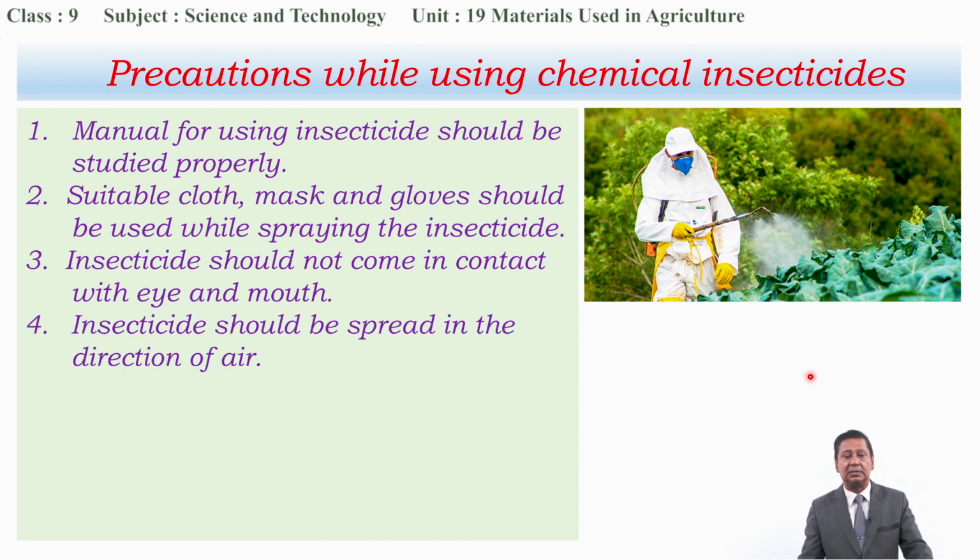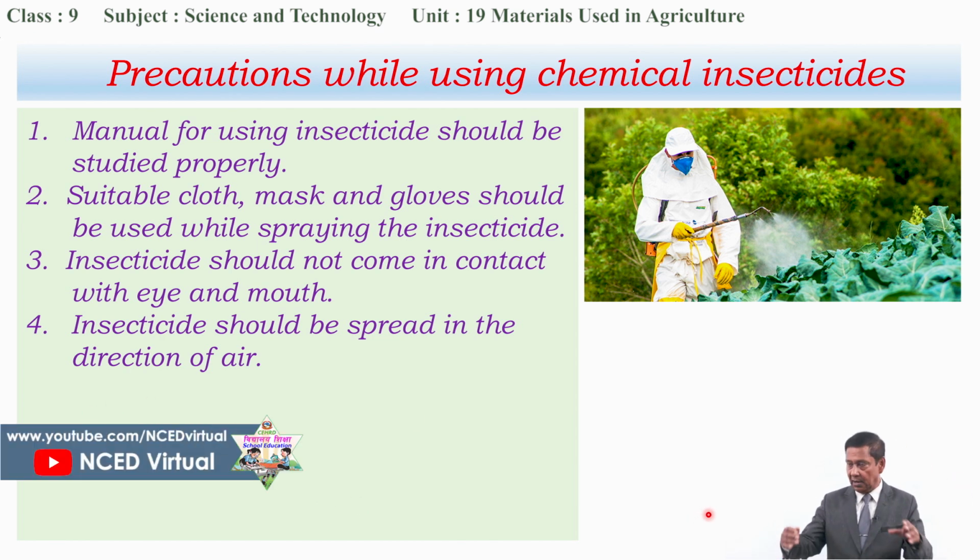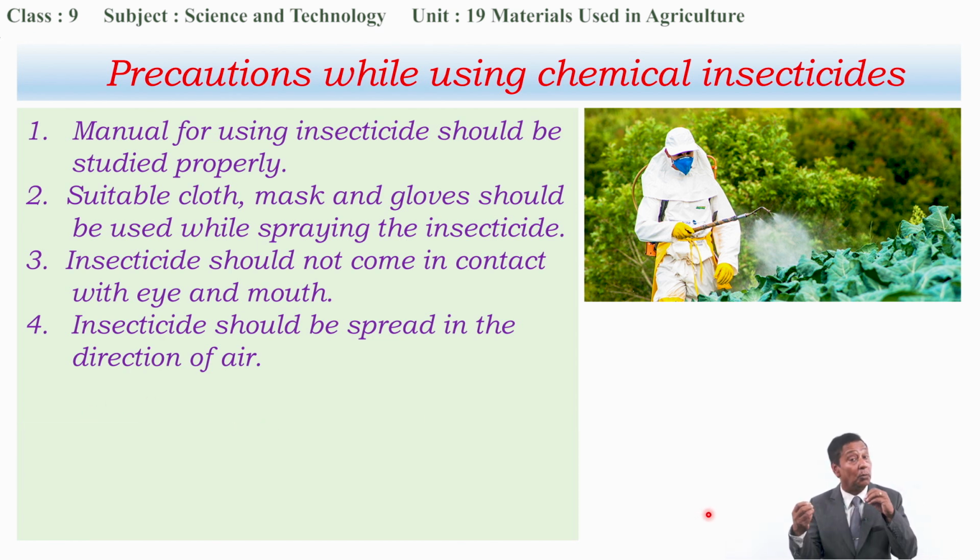Now next, insecticide should be sprayed in the direction of the air. If air is blowing towards the east from the west, then we have to stand towards the west and spray towards the east. But if it's in the opposite direction, then certainly the sprayed insecticide will be inhaled by the person who is spraying. That's why we have to take care about this also. The direction of blow of air should be taken into consideration.